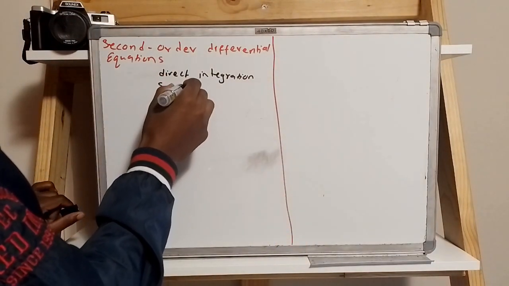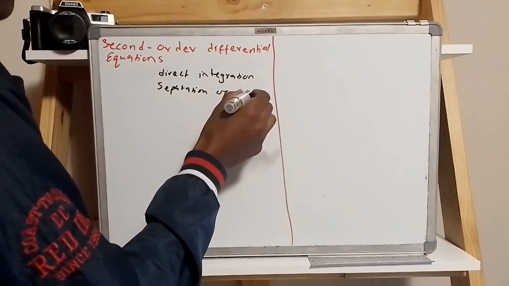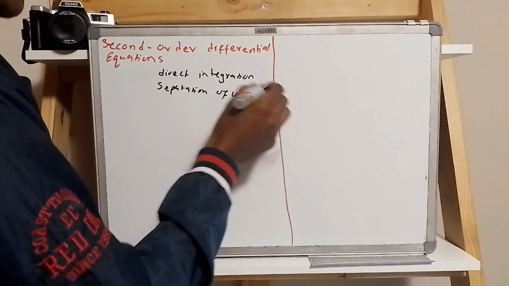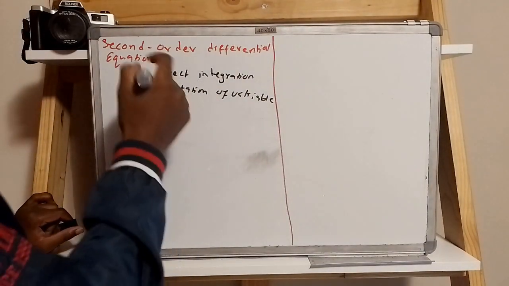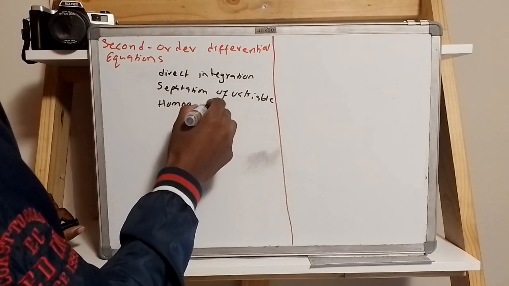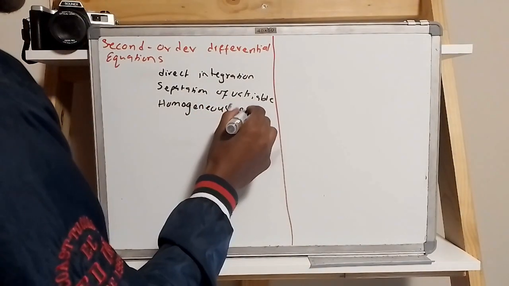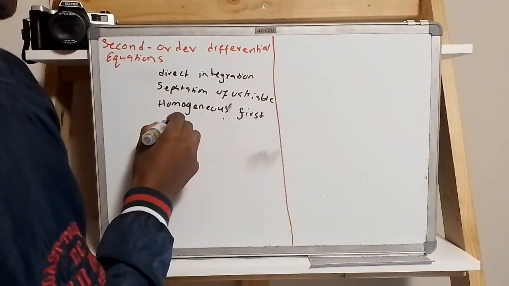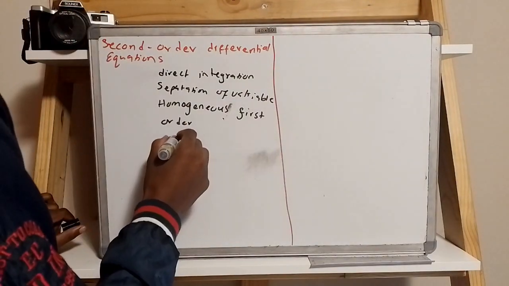Of variables. Direction of variables. Direction of variables. Is it homogeneous? First order. Right? We did linear.